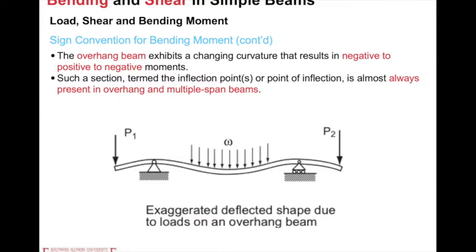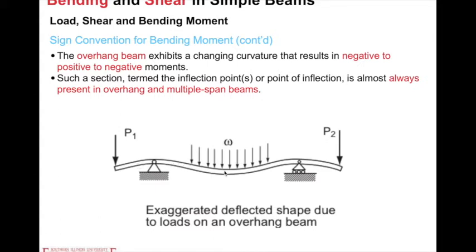And for some bending moment, if we look at this example, we have two concentrated loads on each end, and in the middle we also have another distributed load in between. So in this case, this overhang beam exhibits a changing curvature that results in this. For example, this is a shed water shape. It's concave up or downward. This is negative, and then this part is positive.